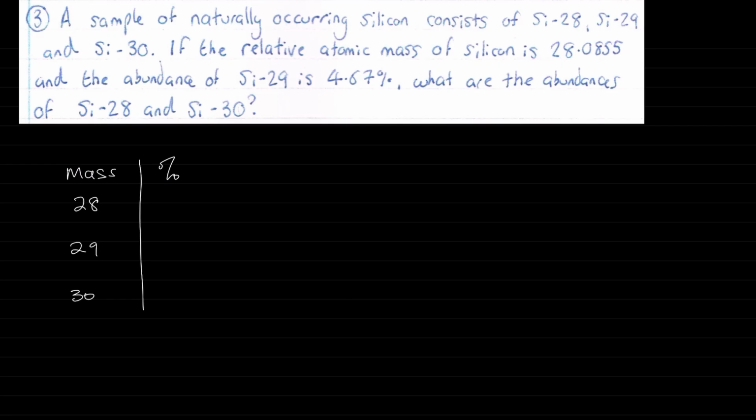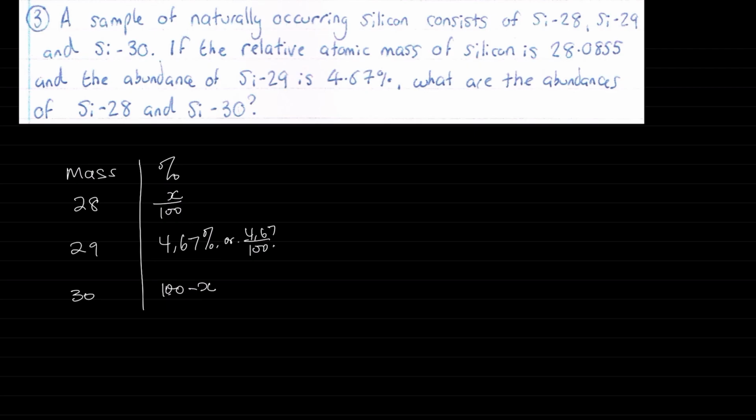They tell us the abundance of Si29 is 4.67%. We can basically write 4.67 over 100, right? So, or doesn't matter which one we use. Now, for Si28 and Si30, we don't know them. So again, we'll use x. So here we're going to use x over 100. But in this case, we are not going to say 100 minus x. That would be wrong because we have this percentage that we need to deal with.